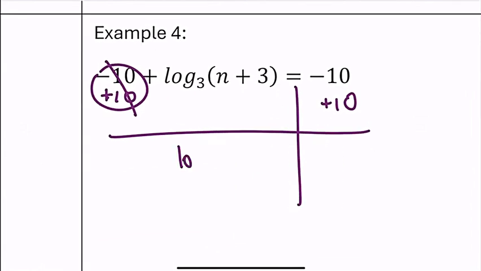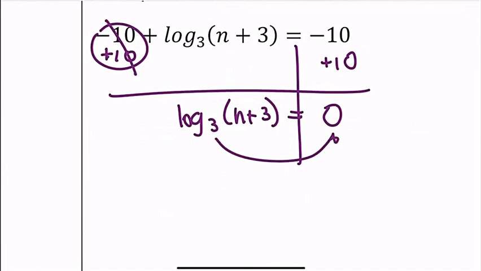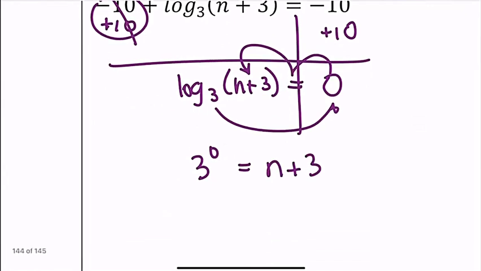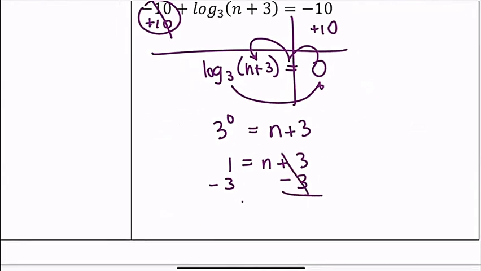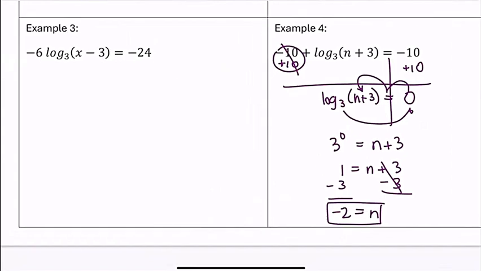And that would give us log base 3 of n plus 3 equals 0. And now the log is isolated, so we're going to do what we did before. We're going to raise this to the power of this equals that. So 3 to the power of 0 equals n plus 3. And then just solve from here. Any number raised to the power of 0 is 1. And then here to get n by itself, we're going to move the 3. And that will end up giving me -2. Good. Try that for number 3.